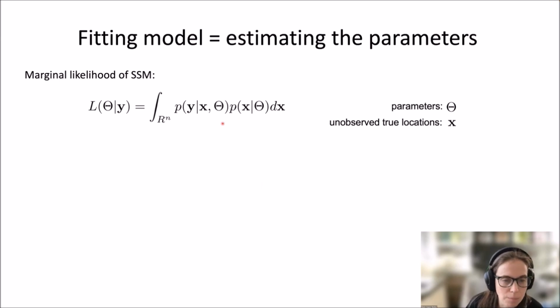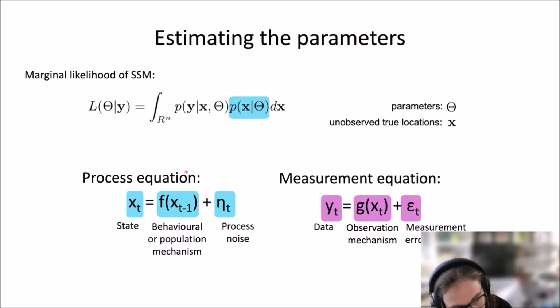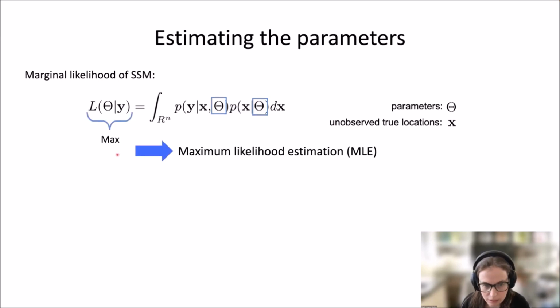So this is just a marginal likelihood equation. And the likelihood is going to have one part, which is going to be the probability of our data, our observation y, given our states and our parameter theta. And the form of this distribution function is going to be dependent on our measurement equation. And then we're going to multiply that by the probability of our state given our parameters. And the form of that distribution is going to be dependent on our process equation. And then the key here is that we want to find the parameter values that maximize our likelihood, right? A process that we call maximum likelihood estimation.